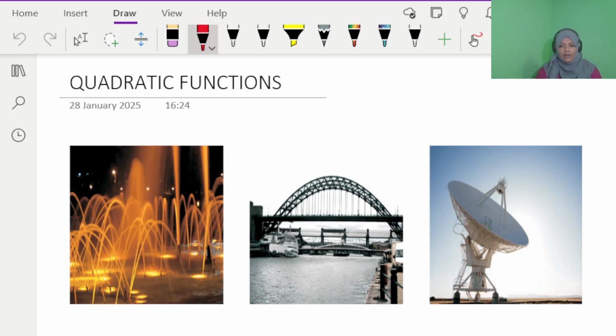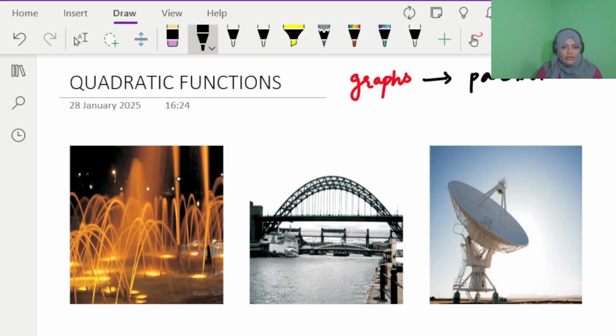So, in this topic, we'll investigate the graphs of the quadratic functions. That is where our focus will be. And the graphs of these quadratic functions are nothing but parabolas.